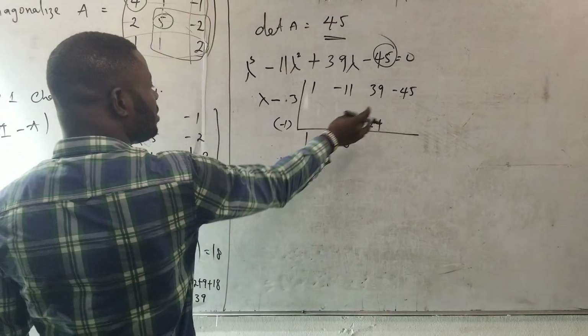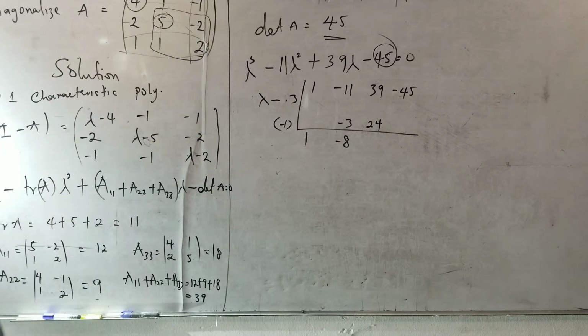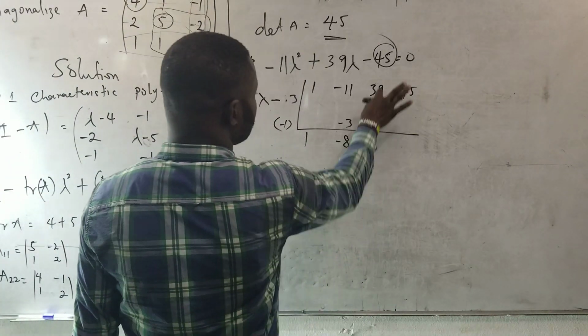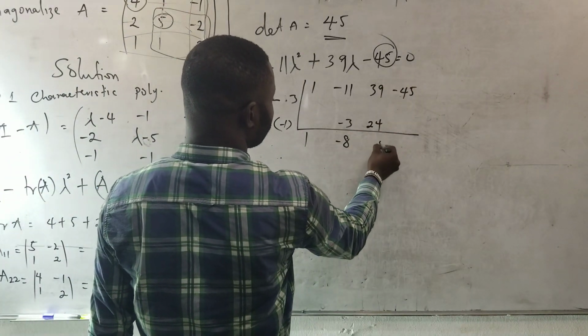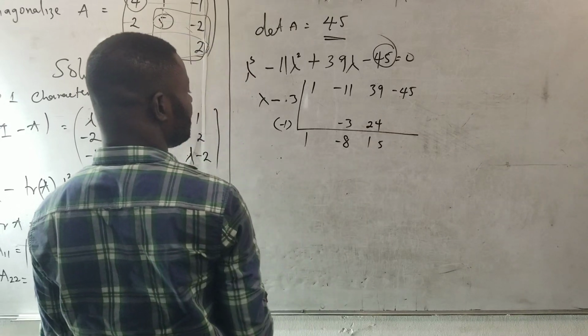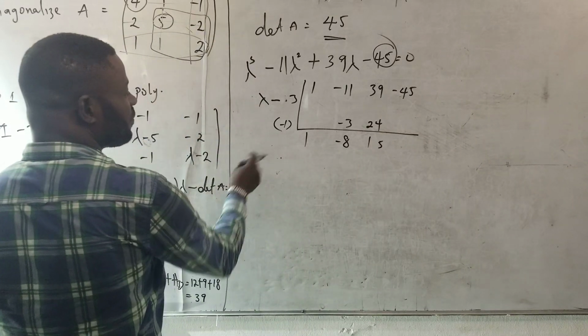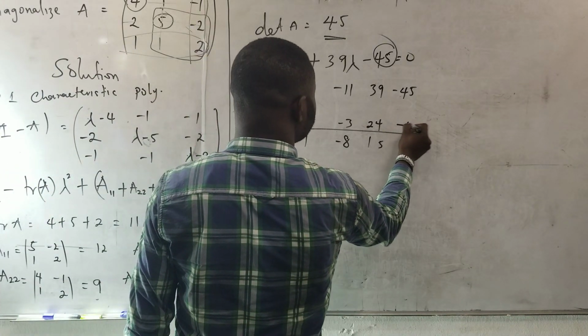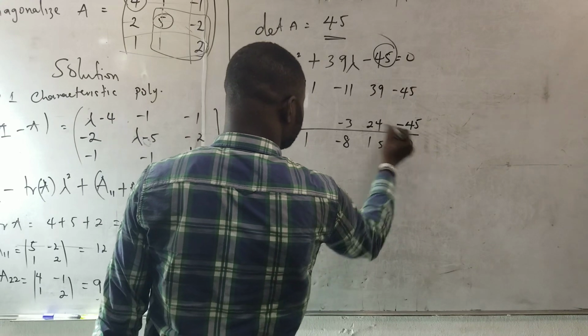Now, I'm having 39 minus 24. Am I correct? Yes, that'll be 15. Now, I'll be having 15. This times this, it will be equal to 45. Now, when I add it, it will be 0.